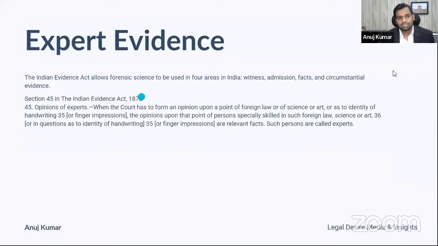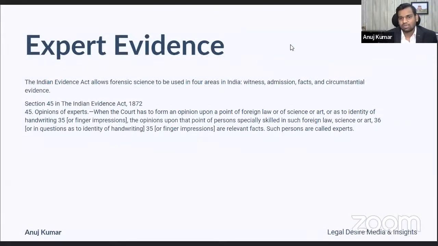If I say what the principle of forensic science is, it is totally based on Section 45. And when we talk about forensic science, forensic evidence is admissible in four areas: witness, admission of facts, and circumstances. So Section 45 opens a gate for the forensic expert and other experts to the court of law.